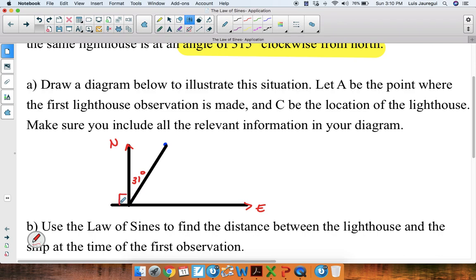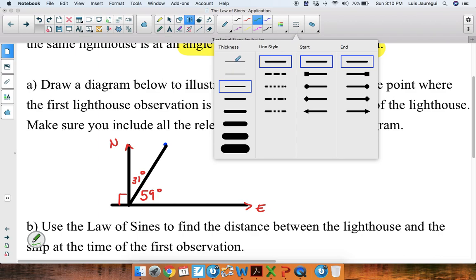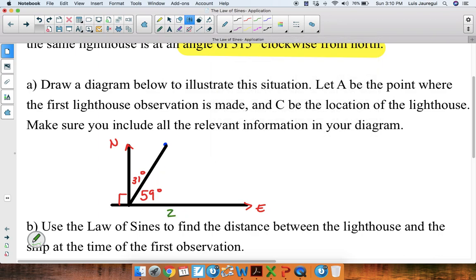Now, since this is a 90-degree angle, these two angles will form another 90-degree angle, another right angle. That makes them complementary. So we can figure out what the measure of this angle here is by subtracting 90 minus 31 degrees. So we do that and we get that this particular angle is 59 degrees. Now they kept going for 29 more kilometers, in their pathway towards the east.